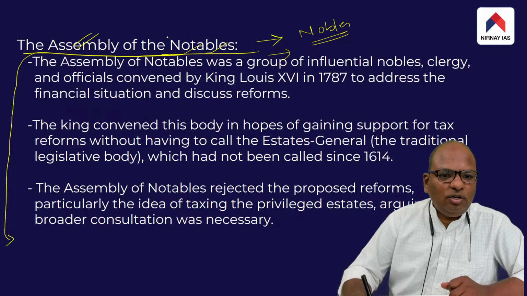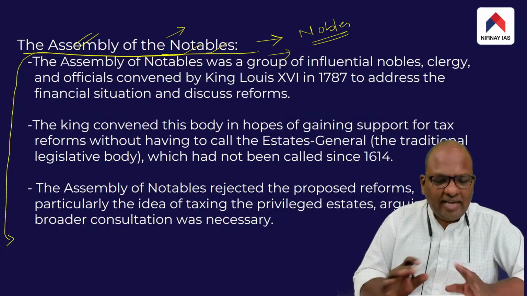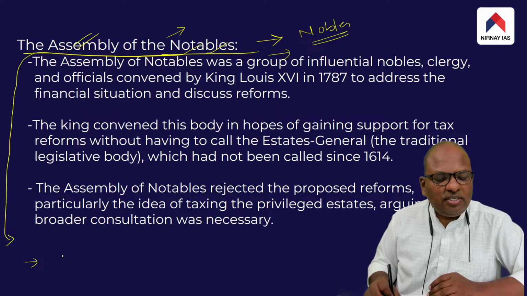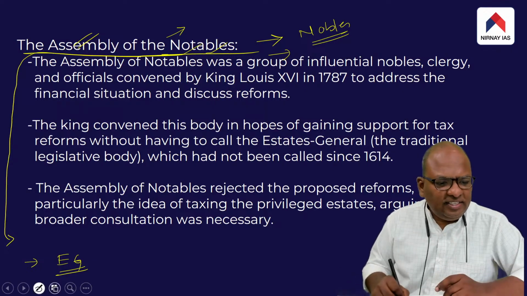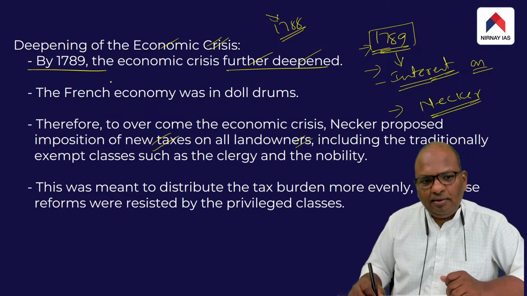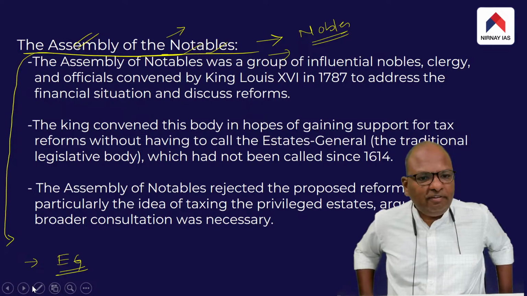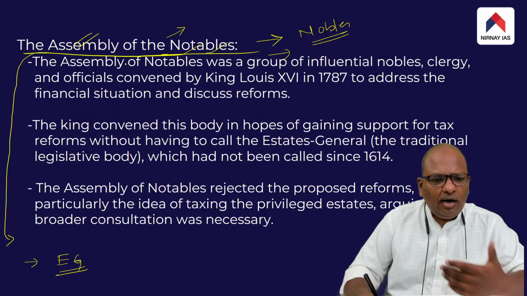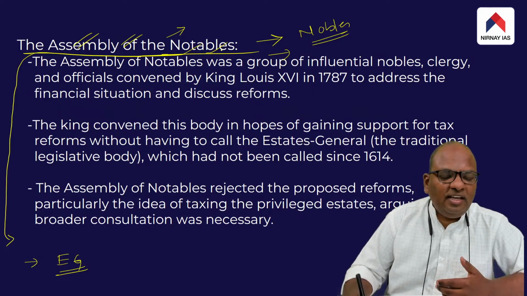But the assembly of the notables argued that the king had no power to impose additional taxes. The assembly of the notables argued that the only authority to decide the question of imposition of taxes happened to be the Estates General. So let's take a look at the sequence of events. So basically, the economic crisis deepened further by 1789. So therefore, Necker once again recommended the king to impose taxes on the privileged classes, and therefore the king summoned the assembly of the notables.